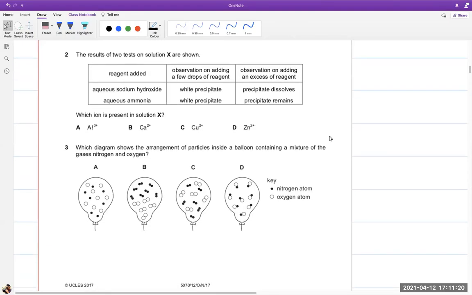Yeah, so just to reinstate, this is winter 2017. All right, question number 2. The result of 2 tests on solution X are shown.